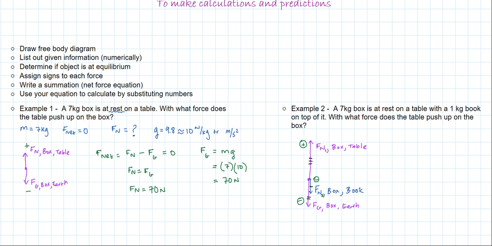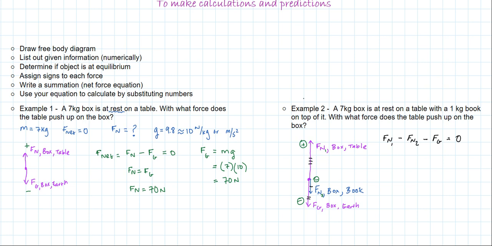Alright, at this point what we're going to do is write out our net force equation or our summation, either way. Okay, so I'm going to start with normal force 1, minus normal force 2, minus Fg equals 0.